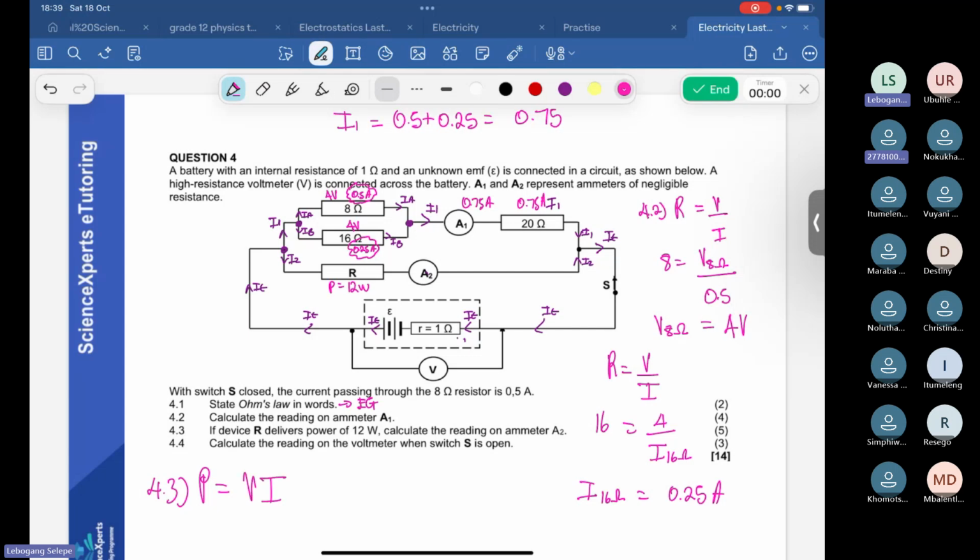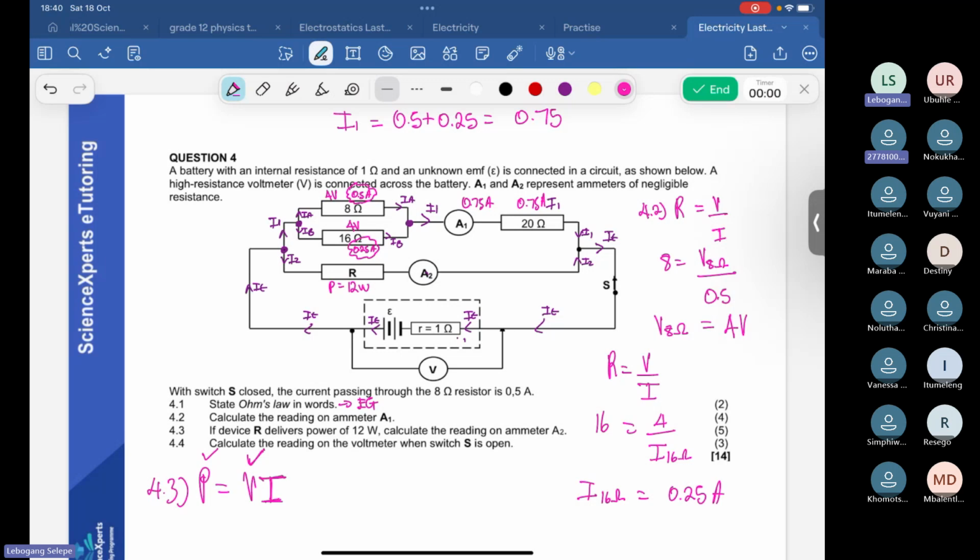VI, right? So if we get the voltage first, then we can calculate the current. Because for us to be able to calculate the current, we need V and we also need power. If we have the two, then we can calculate the remaining one, right? So we can get V first. How did you get it? So I got the V for the 20 ohm resistor, which was 15 volts, and then I added it.